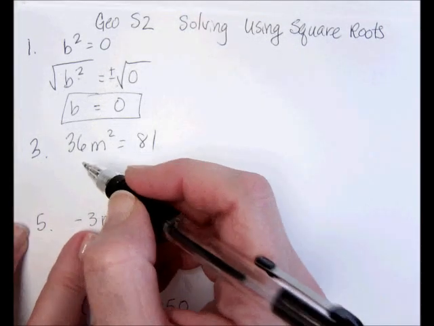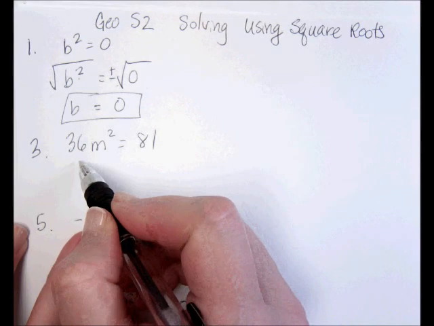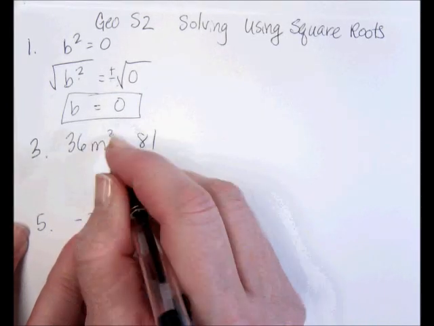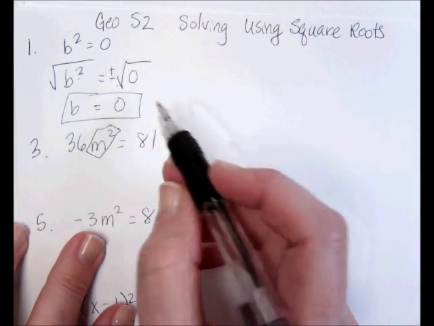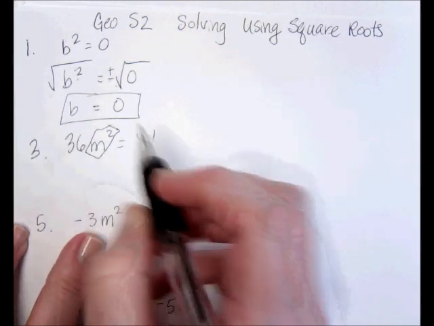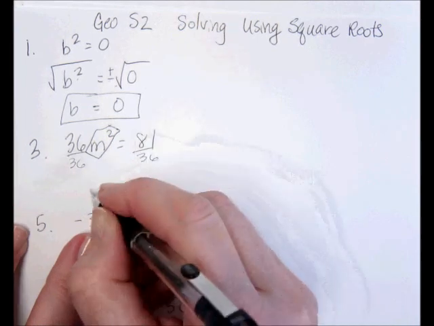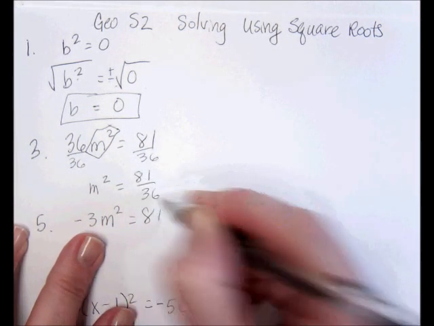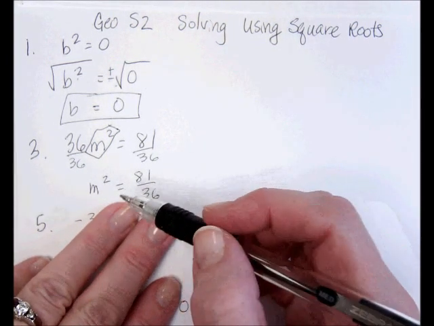Now, number 3 gets a little bit more complicated because I have a coefficient in front of the variable m squared. So before I go any further, I need to isolate that m squared. So I need to get rid of anything else that's around it. To undo multiplication, I divide, and I divide by 36. And at this point, I have m squared is equal to 81 over 36. And I want to go ahead and leave it as a fraction.